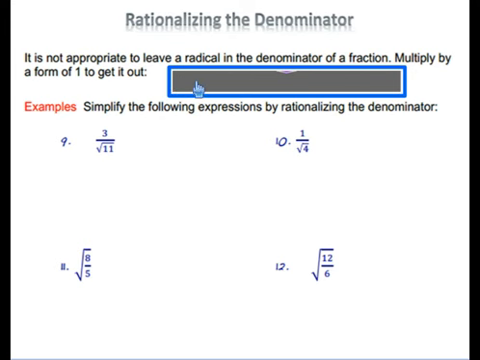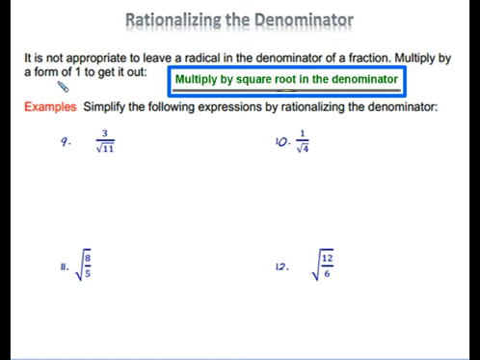Alright, so this is where it gets a little bit tricky. We are going to multiply by a very special form of 1. When you take a look at this 3 divided by square root of 11, mathematically speaking, we don't like to have a square root in the denominator of a fraction. So what we're going to do is be a little sly, and somehow move this square root of 11 to the numerator, or the top. That's why it's called rationalizing the denominator. We're changing the way the denominator looks.